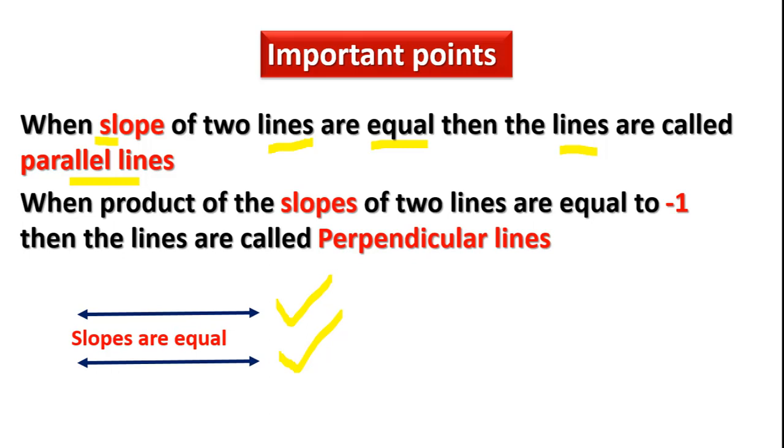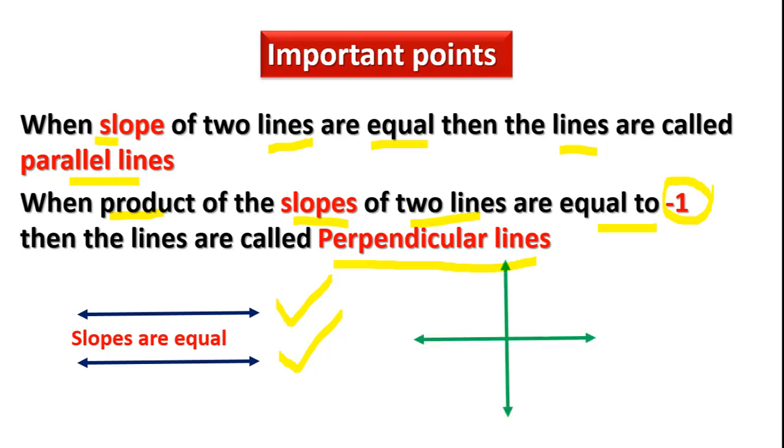And the next condition: when the product of the slopes of two lines is equal to -1, then the lines are called perpendicular lines. Once look at here, these two are perpendicular lines, that is 90 degrees. It makes a 90 degree angle. Here the angle is not 0 or 180. Here it is a 90 degree angle.